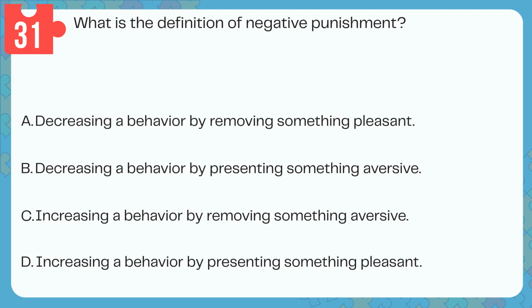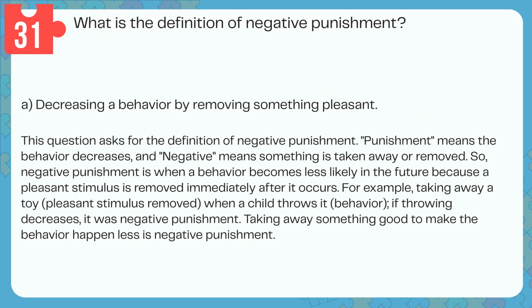Question 31. What is the definition of negative punishment? A. Decreasing a behavior by removing something pleasant. B. Decreasing a behavior by presenting something aversive. C. Increasing a behavior by removing something aversive. D. Increasing a behavior by presenting something pleasant. Answer: A. Decreasing a behavior by removing something pleasant.